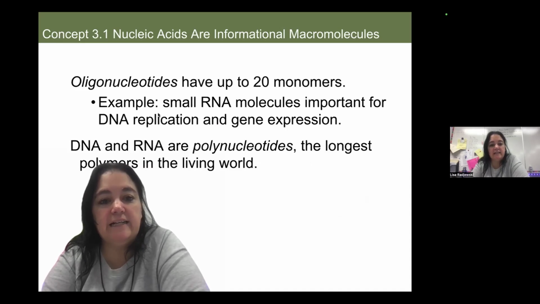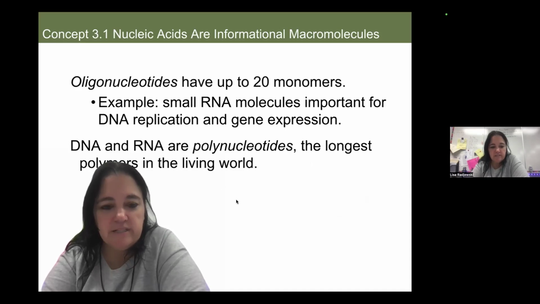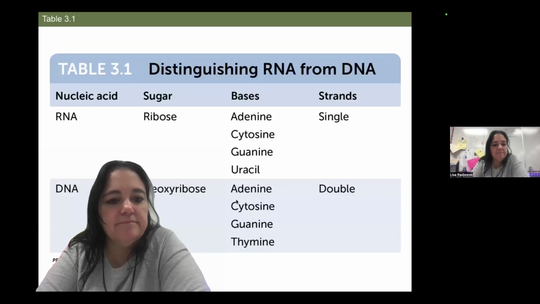Again, it's kind of like carbohydrates. An oligonucleotide can have up to 20 nucleotides together. But when you're talking about DNA and RNA, those are definitely polynucleotides because there are many. And those are the longest polymers in the world, DNA and RNA.